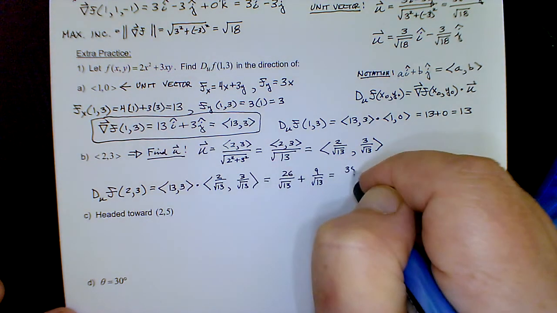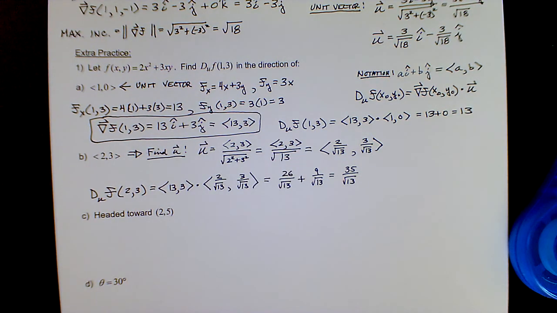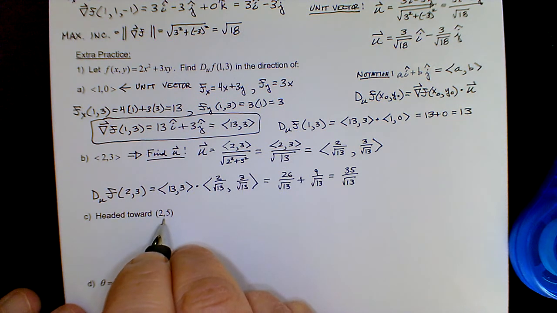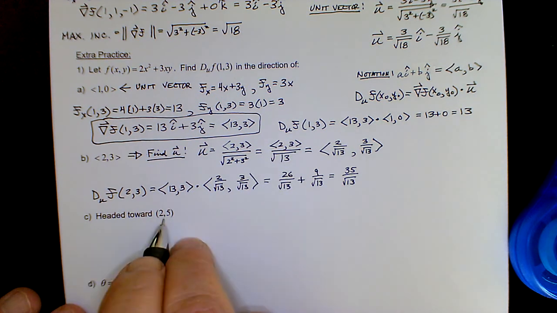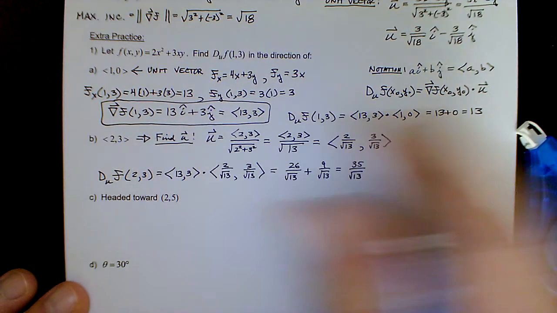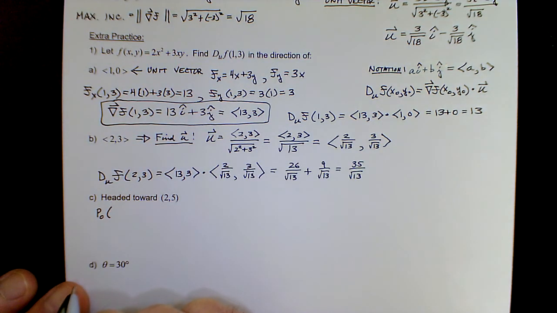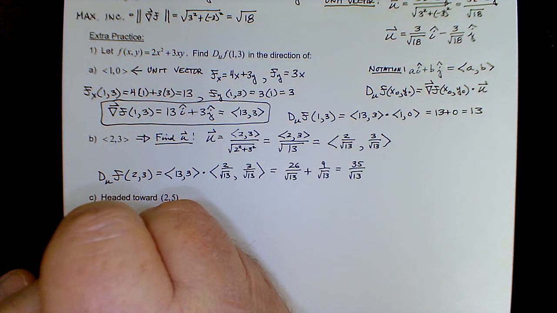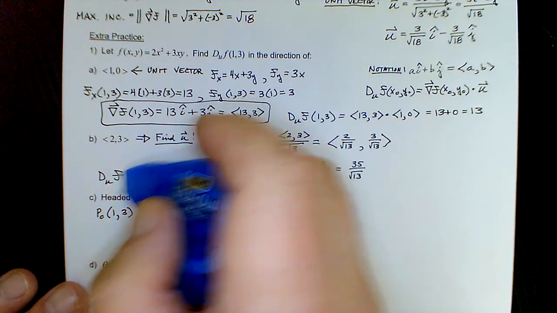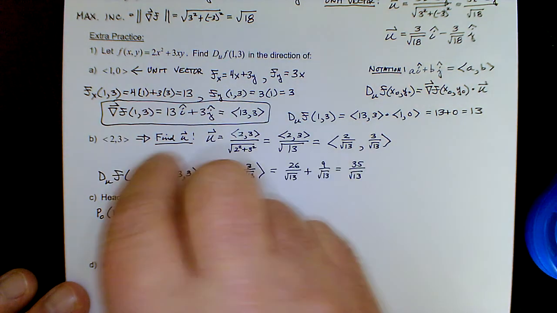Okay, so then what makes this one different is we want the directional derivative, but headed toward this point. So I'm going to call the initial point, the given point that we've been working with, P sub 0, and that is (1, 3). Oops, I just noticed I made a mistake here. This was the directional derivative of f at the point (1, 3). Okay, so back to this one.